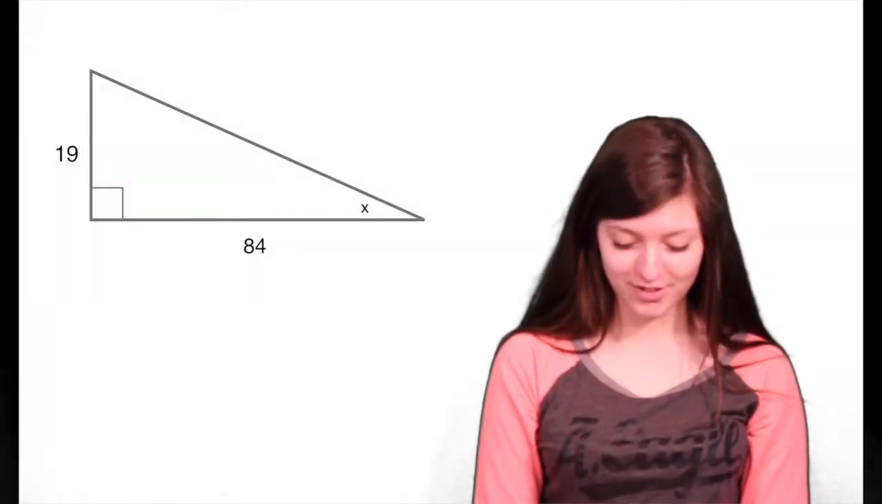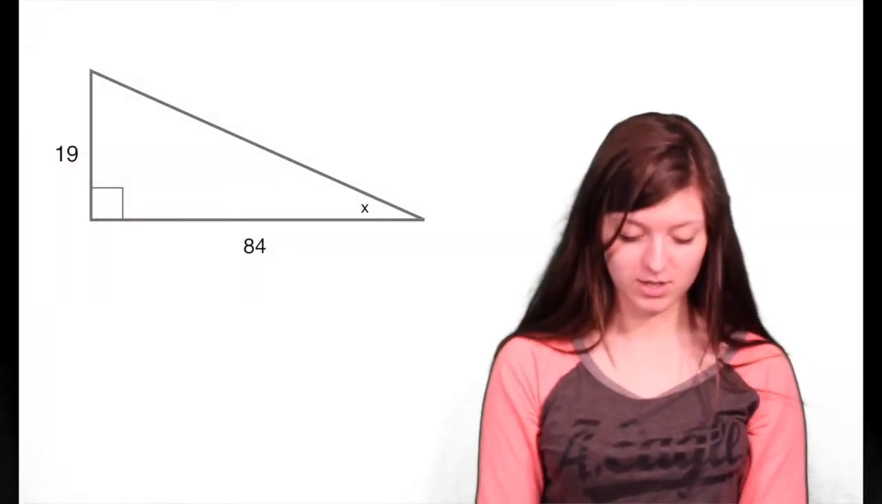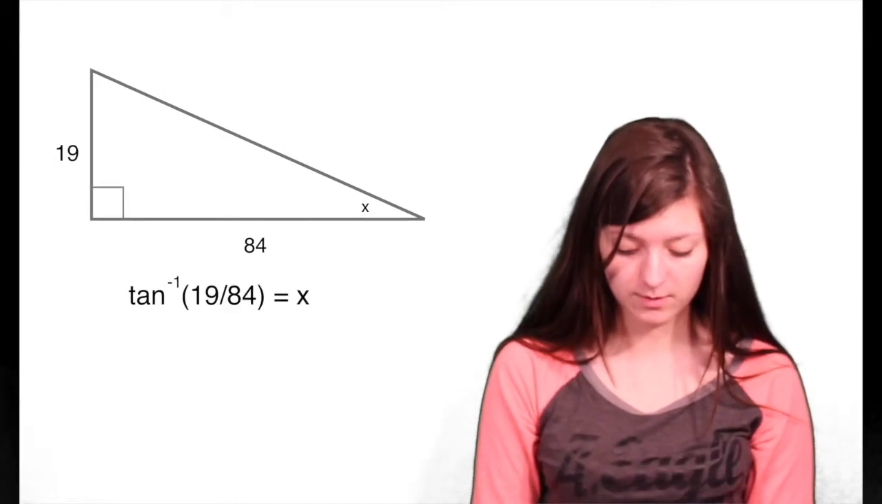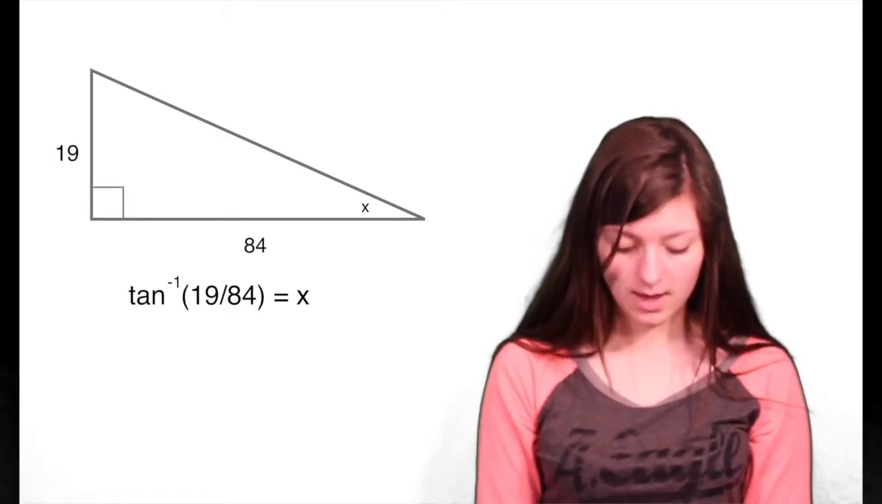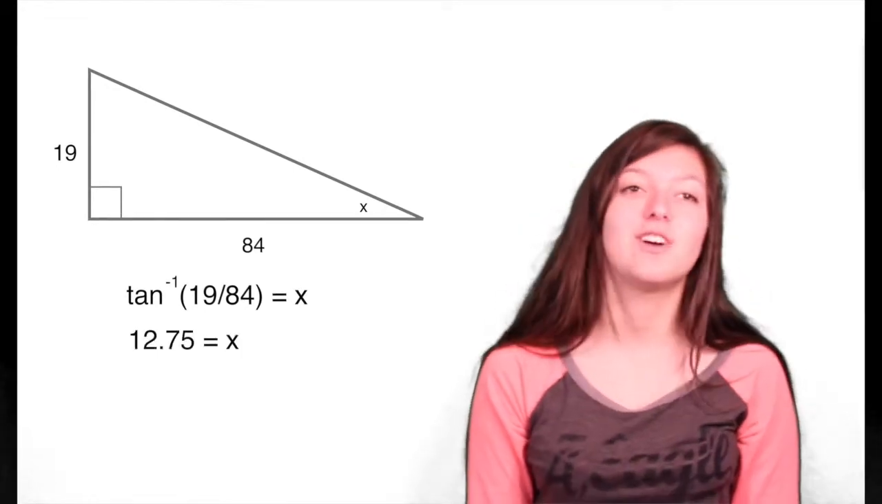The angle of elevation is the angle between the line of sight and the horizontal line when an observer looks upward. Here's an example. If we were to find the angle of elevation of this problem, we would use the inverse of tangent. Now we would set up the equation inverse tangent of 19 over 84. So now we know that x equals about 12.75 degrees.